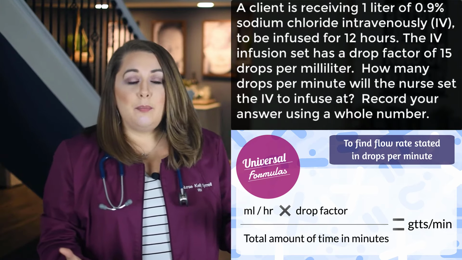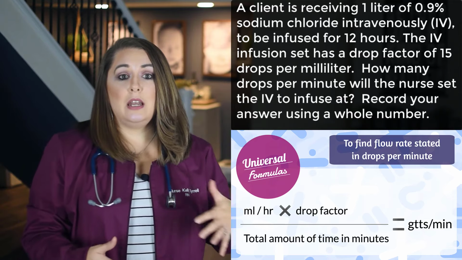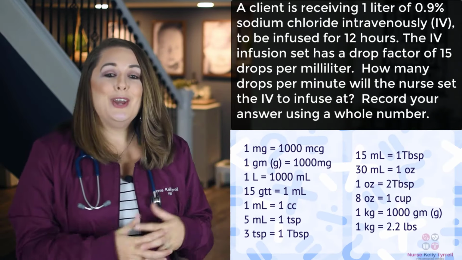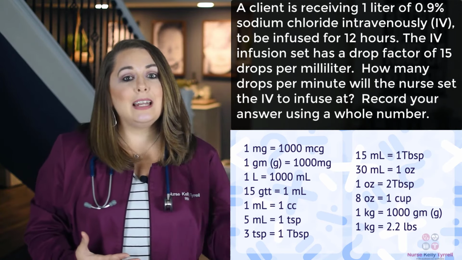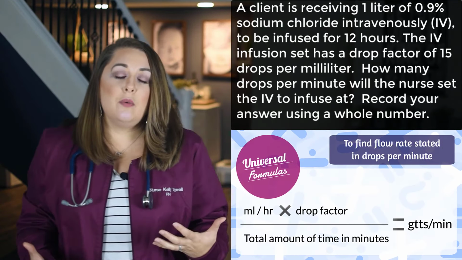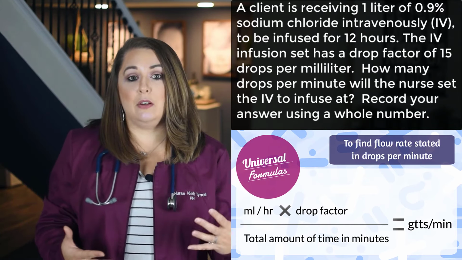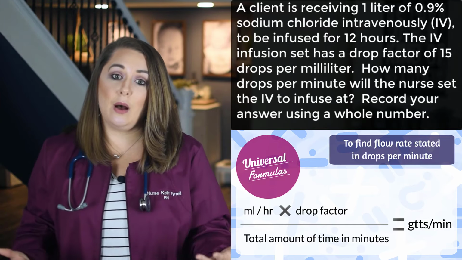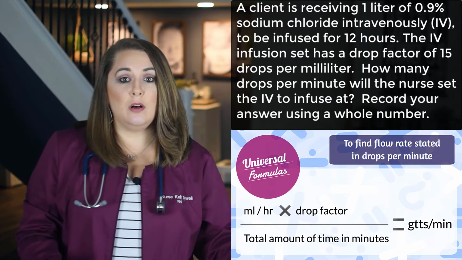So we have a 1 liter bag of normal saline, but we need milliliters according to our formula, not liters. So now if you memorized your handy dandy metric table, you would know that 1 liter equals 1,000 mLs. So that is the number that we are going to be working with in this problem. All right, so now that we have our total volume to be infused, which is 1,000 mLs, next we need to figure out how many mLs are going to be infused in 1 hour. So the order reads 1 liter or 1,000 mLs over 12 hours.